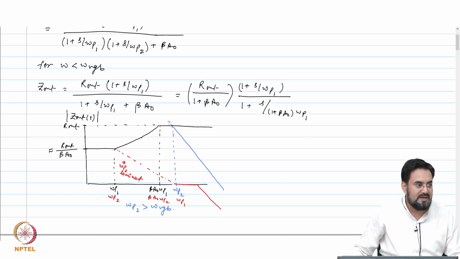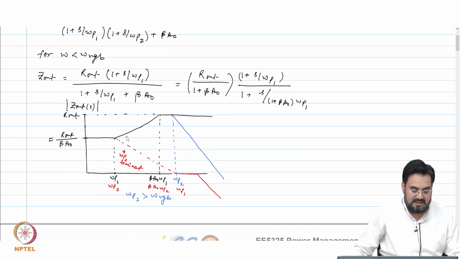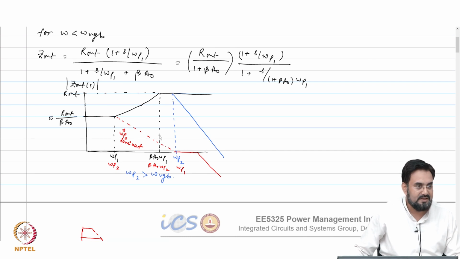So, if I want to improve my load transient and keep my dominant pole at the output of the error amplifier, then I have to increase the bandwidth. So I am mainly interested in this flat region. If I extend this flat region, I will get a better transient response, or another option is you make your dominant pole at the output.